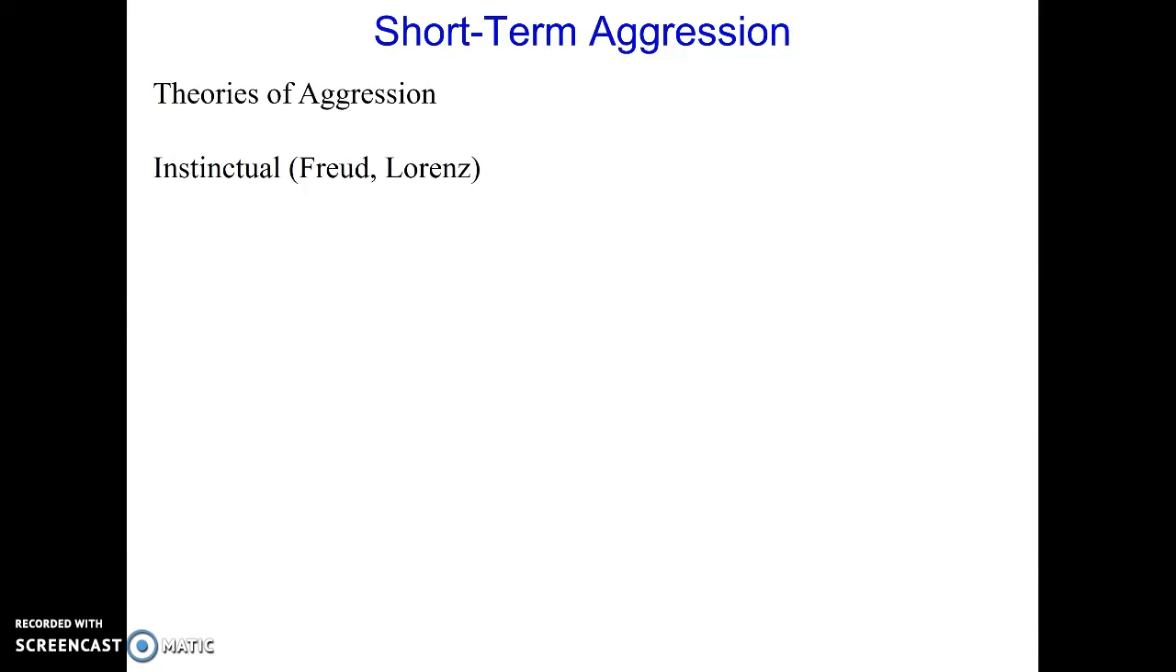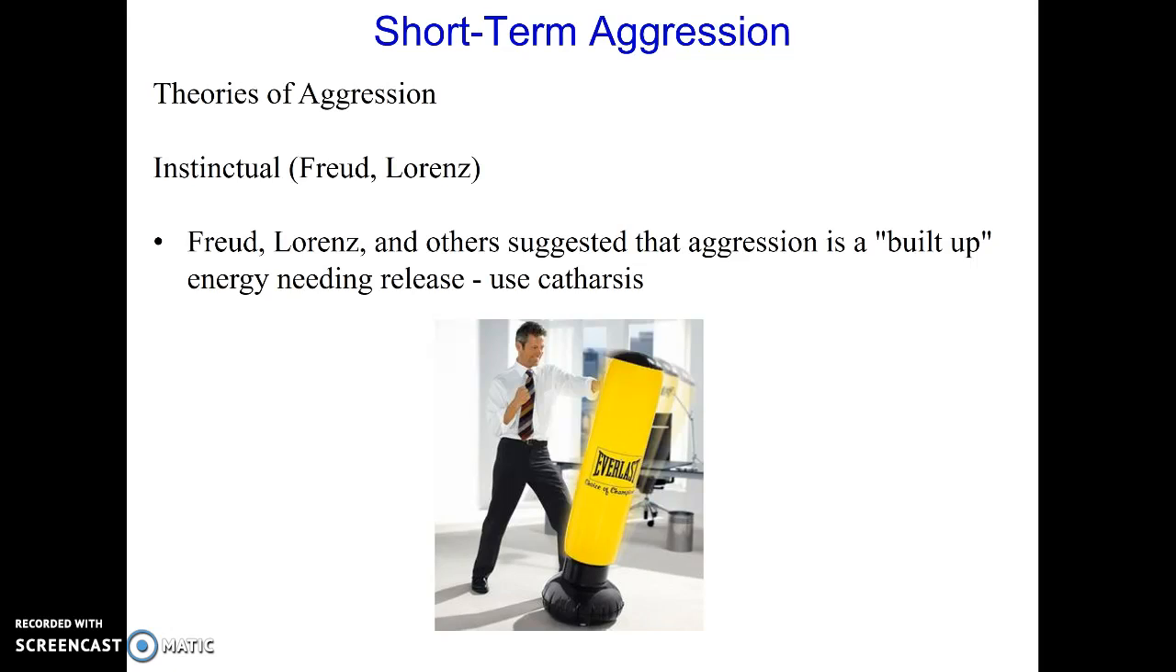The first is what he called the instinctual theories, a group by people like Freud and Lorenz. What they basically said is that anger or aggression is like this built-up, tense thing that needs to be released, and that's called catharsis, when you release this energy into the world. So the idea is that if you're really angry, you punch a pillow, and that releases all of your aggressive energy, so you don't punch your wife or your kids or your husband or whatever. That's what they suggested.